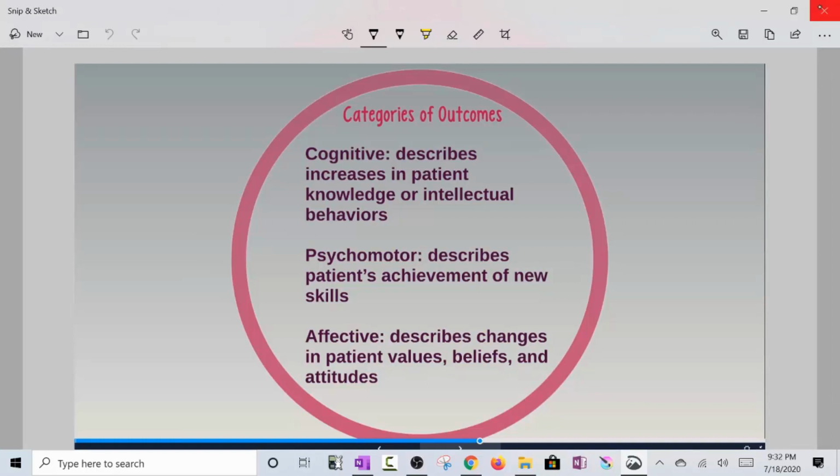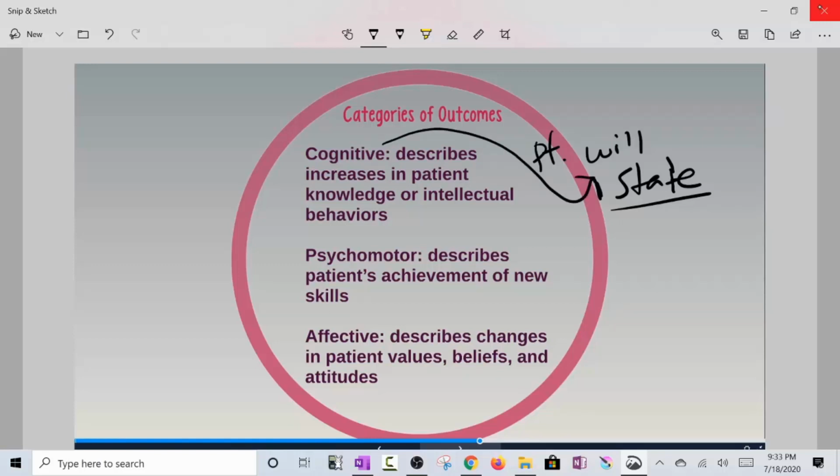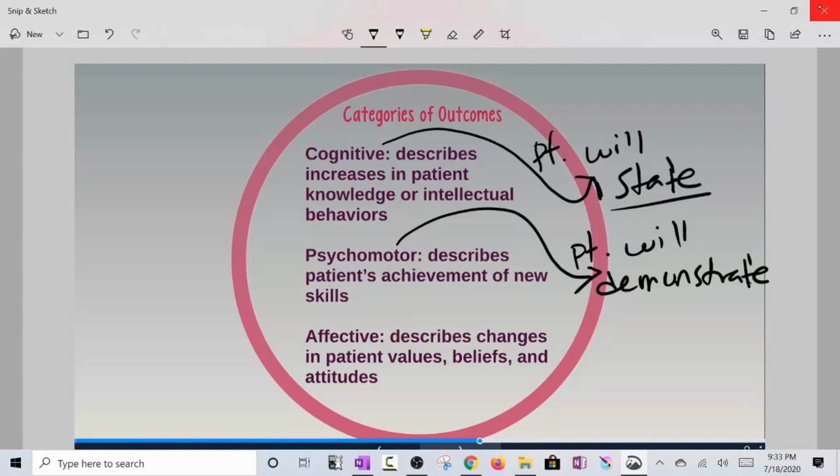So cognitive, I'm just going to give you an example of a cognitive outcome and give you a verb that goes along with that. Patient will state. This state is directing you to cognitive. Psychomotor, patient will demonstrate. Demonstrate is psychomotor. And like I said, that would be a new skill. So I'm not finishing the whole outcome statement, but I'm just giving you the word that can then direct you to know what type of outcome it's relating to.